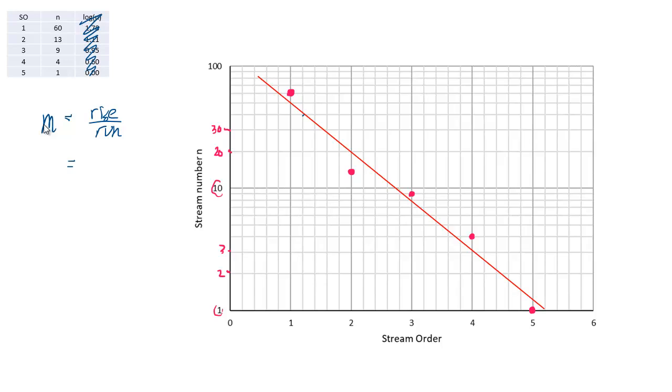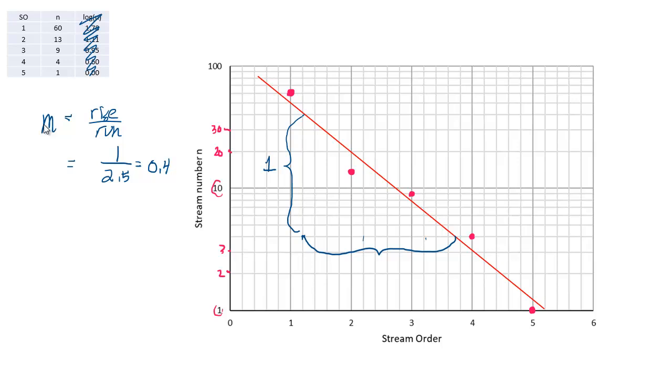So at this point, let's see, 1, 1, 2, 3, 4, 1, 1, 2, 3. So this is 1 log unit of the rise. And now I just need to figure out the run, which is this distance here. So let's see, that's equal to 2.5. Okay, so the rise is 1 and the run is 2.5, and that is equal to 0.4.